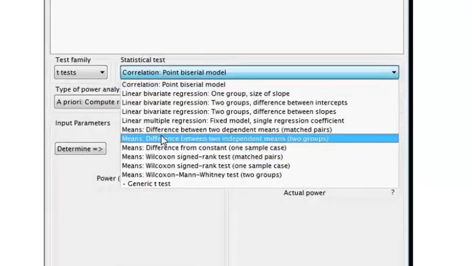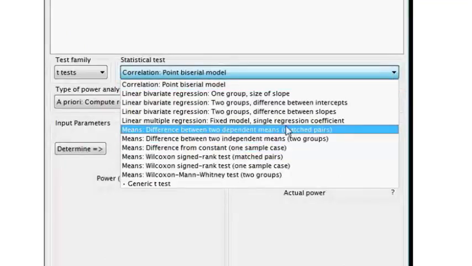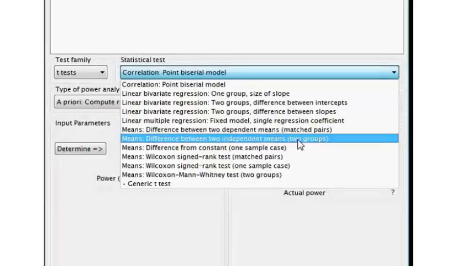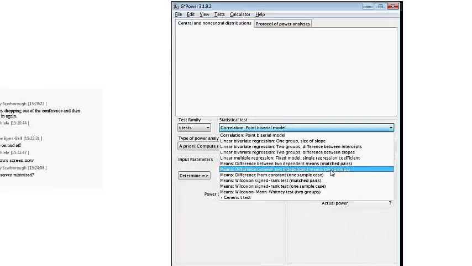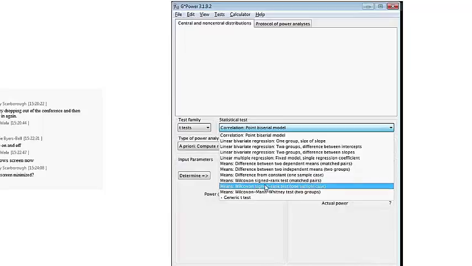So your difference between two dependent means, this is your paired T-test, right? Your matched paired T-test. This is probably going to be the one you use the most. Independent T-tests, 2 separate groups. There is a 1 sample T-test. These, and the Wilcoxon test, are about the only non-parametric tests that G*Power does, okay?